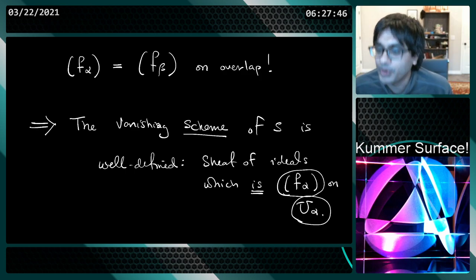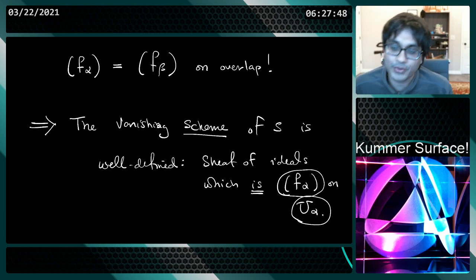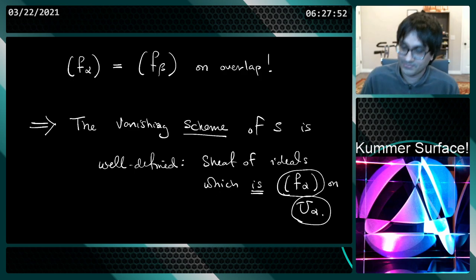What does the 2 in O of 2 stand for? The 2 stands for squaring the transition functions for O of 1. That's right.